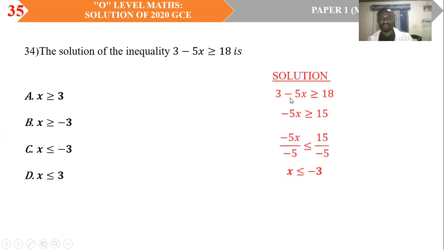Solution. 3 minus 5x greater than or equal to 18. Removing this 3, we subtract 3 on both sides. We have negative 5x is greater than or equal to 15. Dividing both sides of an inequality by a negative number, the inequality sign changes. It completely reverses. So negative 5x over negative 5 will now be less than or equal to 15 over negative 5. Now simplifying, 5 into 15 is 3. x is less than or equal to negative 3.